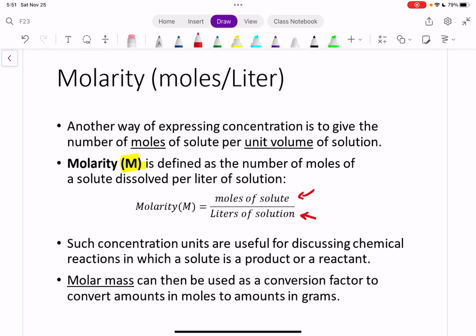Specifically, liters of solution. So if you're in milliliters for your solution, you want to convert to liters. And also, if you start off in grams for your solute, so say NaCl is your solute, and you measure 5 grams of NaCl, you can convert to moles in order to get your molarity. And the way you do that is by using the molar mass, right? We know that our molar mass allows us to convert from grams to moles or moles to grams. We've done a lot of practice with that. So that's how you can get to moles if you're in grams.